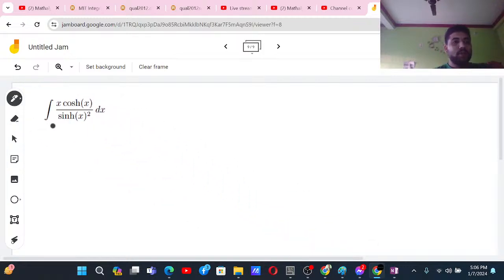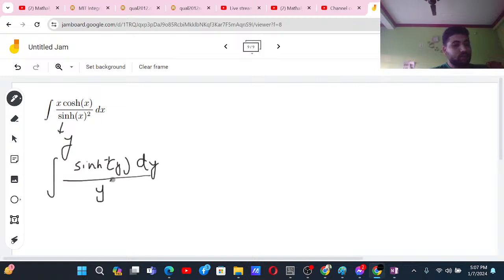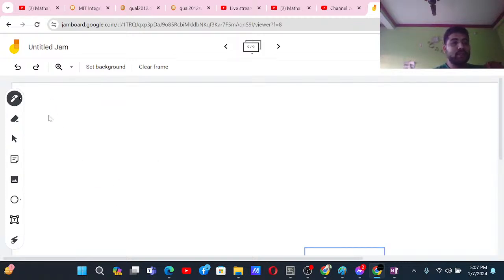For this problem, you can let sinh x be y. So x will be sinh inverse y, and dx will be dy by root of y square plus 1. But that doesn't help. I think we can use integration by parts so that we can change x to 1 by taking the derivative in integration by parts.